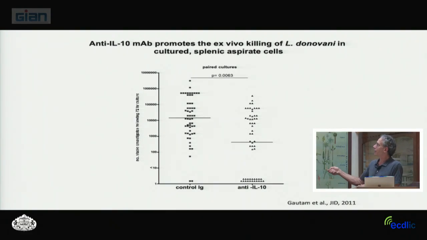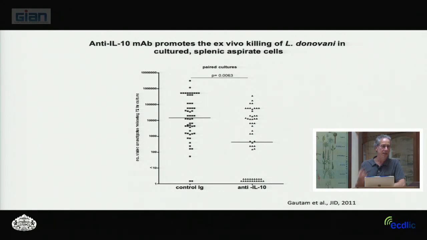But in each case, the readouts are going to be paired with and without anti-IL-10 antibody. So already it was remarkable that including anti-IL-10 antibody in these cultures of splenic aspirate cells potentiated the killing, the clearance of Leishmania donovani from almost half of the cultures. So this is as close as you sort of get to actually treating people with a drug, an anti-IL-10 drug, and showing an anti-parasitic effect.